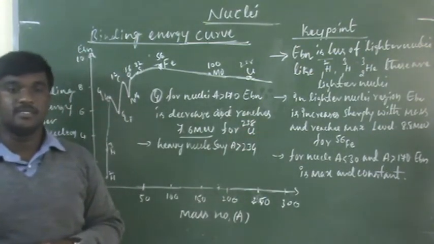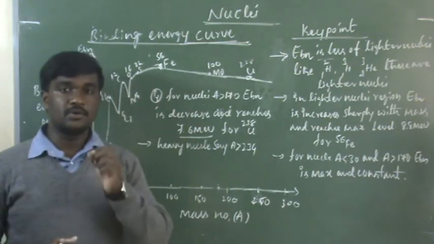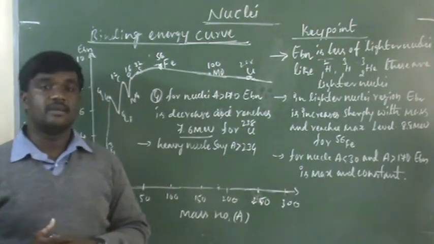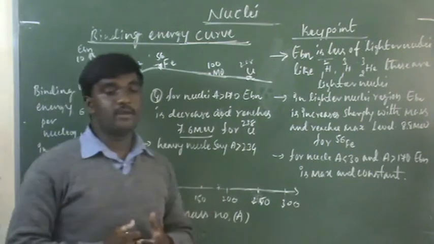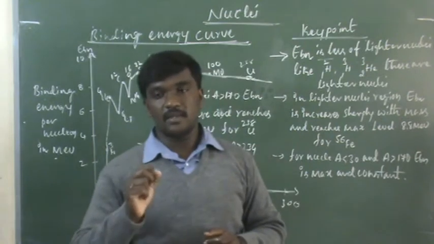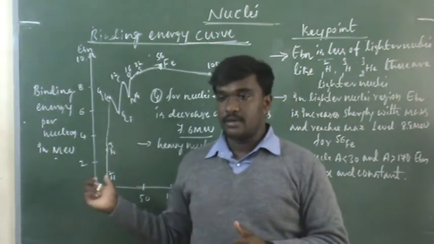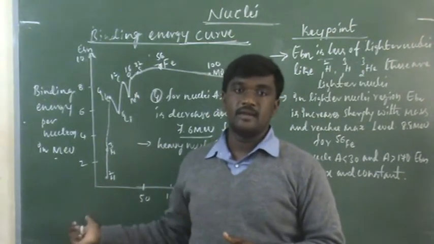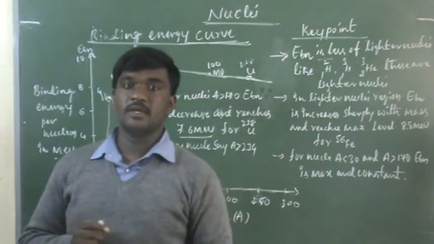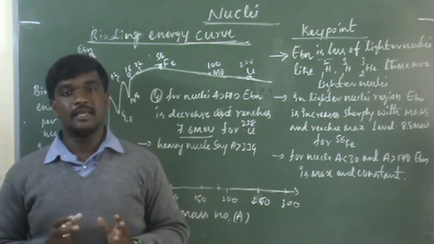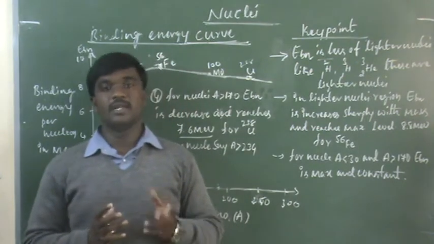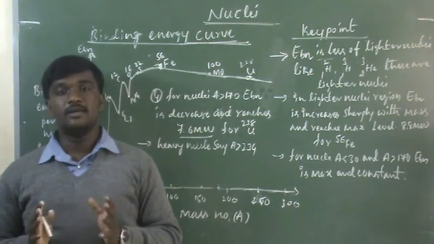What does nuclear fission mean? The heavy nucleus splits into two lighter nuclei, and in this process energy is released. Clear? That is one point. And another point, for lighter nuclei. Lighter nuclei means the mass number is less than 10. Binding energy per nucleon is also less. Under nuclear fusion, in this process, the energy is released. So when the atom's mass number is less than 10, binding energy per nucleon is less under nuclear fusion.